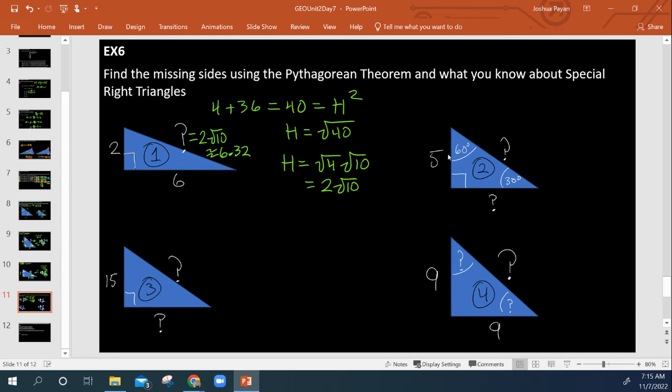Okay, so here we see another one, and dead giveaway, 30, 60, 90, right? So that means this must be a 1 square root of 3 to 2 because it's 30, 60, 90. So that means that this long leg must be 5 times the square root of 3. That's because the long leg is always equal to the short leg times the square root of 3. So short leg times the square root of 3, and that's what we get there. And then the hypotenuse is always twice the length of the short leg. So this must be 10, right? And that's all we need to do there.